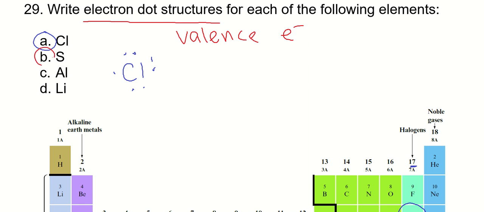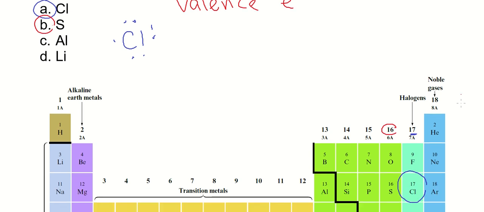Let's go on to sulfur. Sulfur is right below oxygen in group 16, so what do you think? Circle that. 6 valence electrons, what we need for sulfur. 1, 2, 3, 4, 5, 6. There's your dots for sulfur.